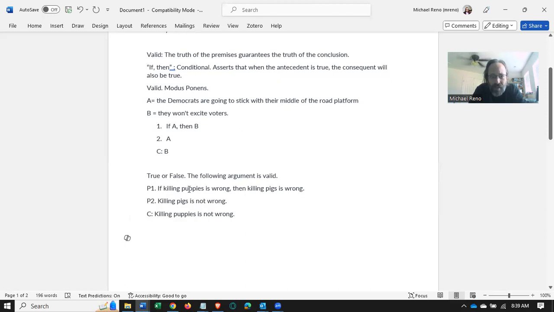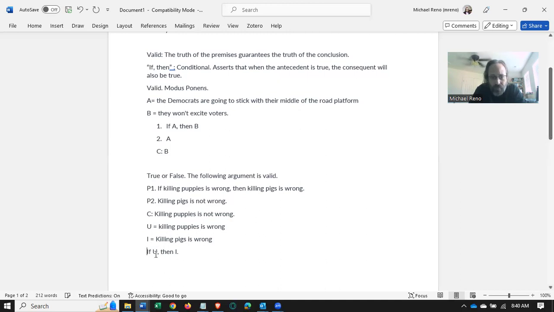Let's go back to our understanding of conditionals that we hashed out during the last problem. What we have is if killing puppies is wrong, then killing pigs is wrong. So we'll just say, what's the pattern? The pattern is if, here we need something to stand in for killing puppies is wrong, we'll say U. Then killing pigs is wrong, then I. So again, I want to define my sentence letters. So what's being asserted is if U is true, then I must also be true.